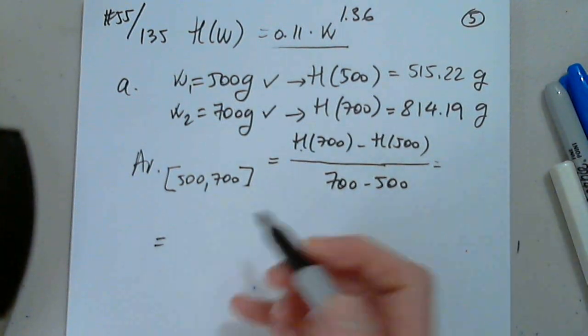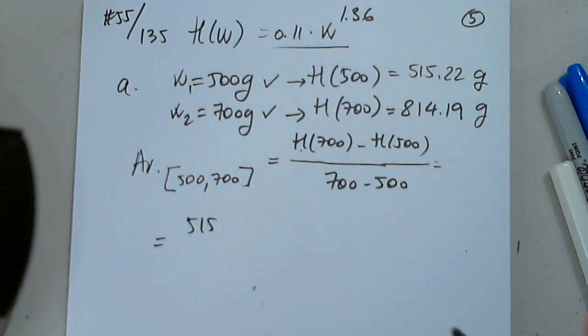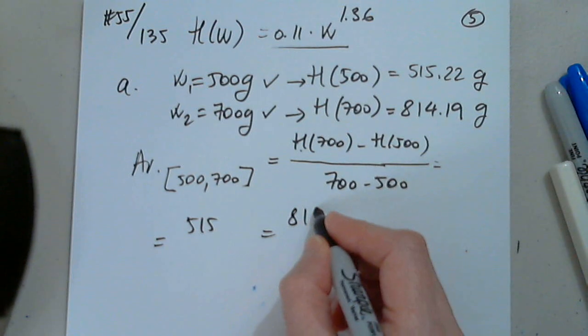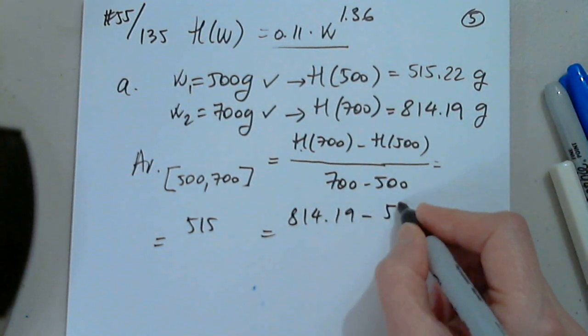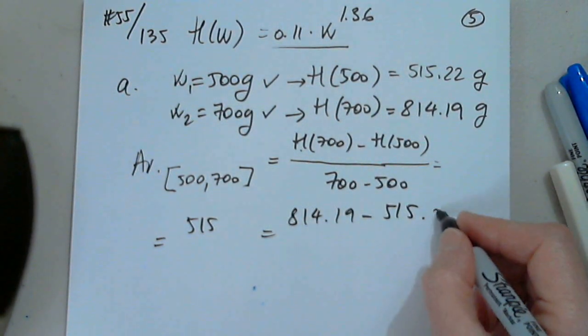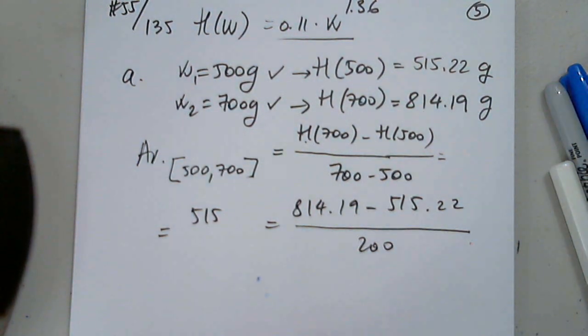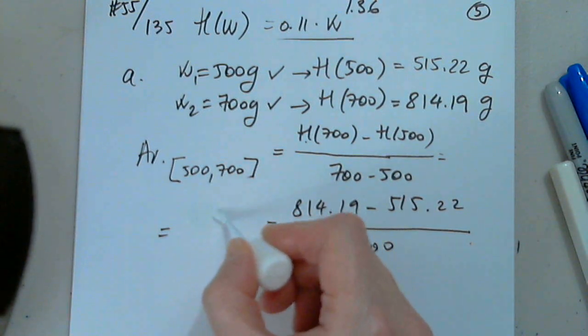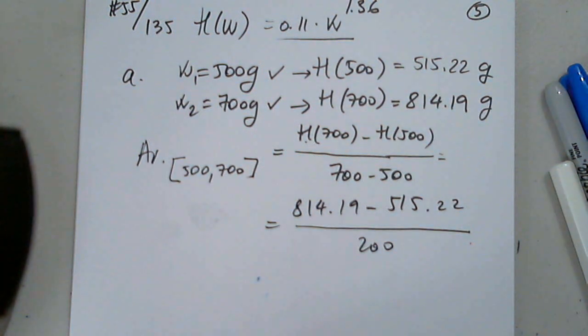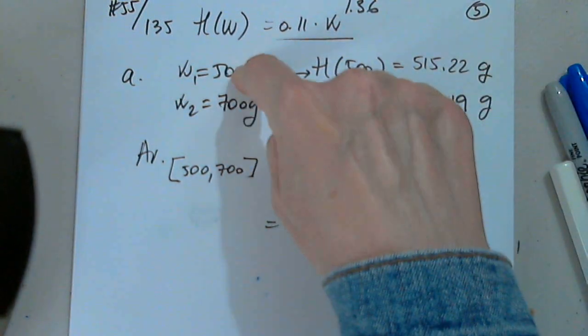So I copy the numbers. 814.19 minus 515.22. Be very careful. You just saw what I just did. Never rush with this, because if we reverse them, we're not going to get what we are looking for. One more time, just to make sure this is clear: y2 minus y1 over x2 minus x1. y2 minus y1 over x2 minus x1.